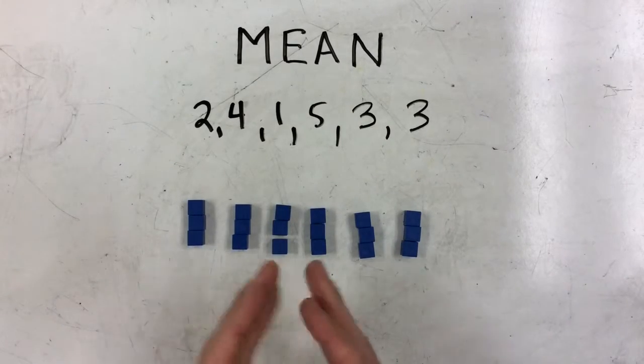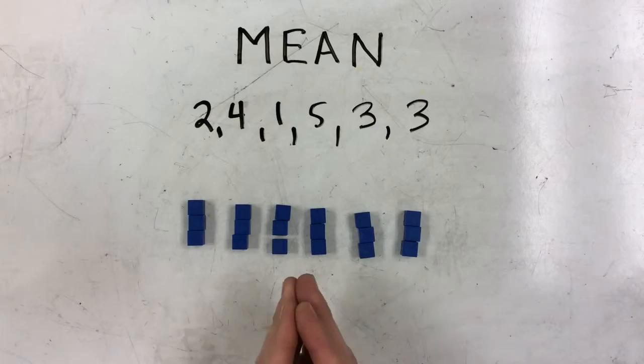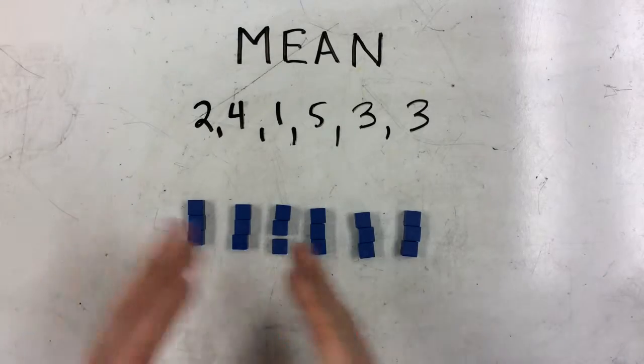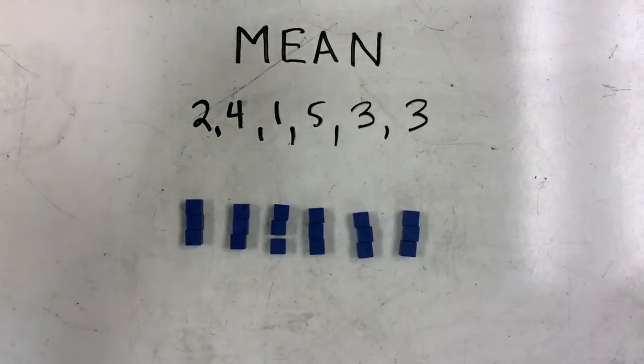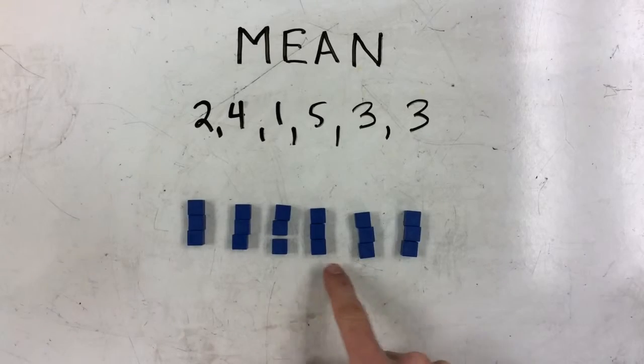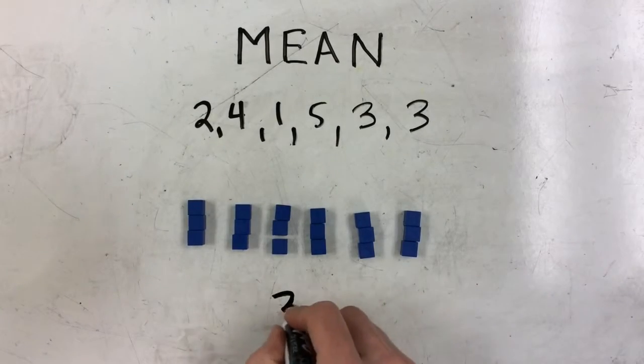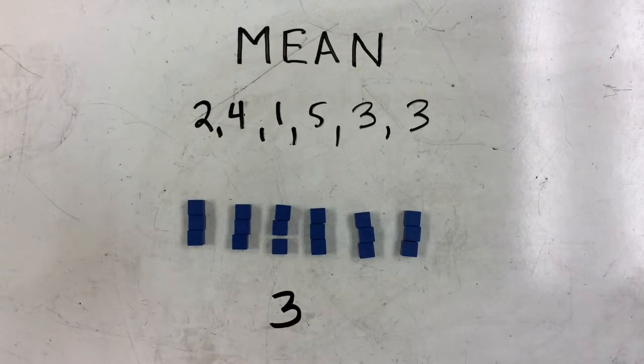Now we've got a perfectly equal sharing amount for each student, and we've used the same number of hours that we originally started with. In this sense, the mean of the data is the number of hours that each student would do if they did them all the same, and that is 3. In this case, the mean is 3.